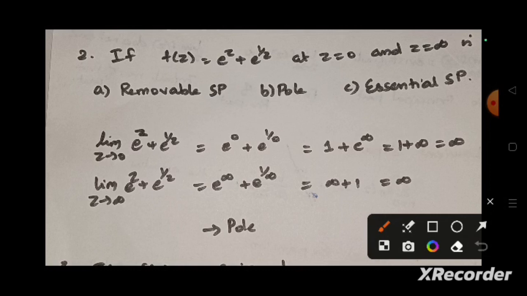The second question: if f(z) is equal to e^z plus e^(1/z), at z equal to 0 and z equal to infinity is. First let's check for z tends to 0. Applying z equal to 0, you will get e^0, which is 1, plus e^(1/0), that is e^infinity, and that gives infinity. And here, limit z tends to infinity, apply the z value and you are getting infinity. If the limit is equal to infinity, then we can say that is a pole.